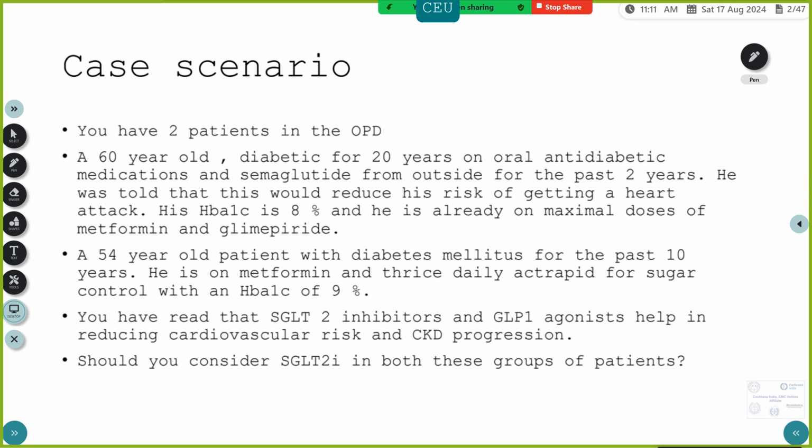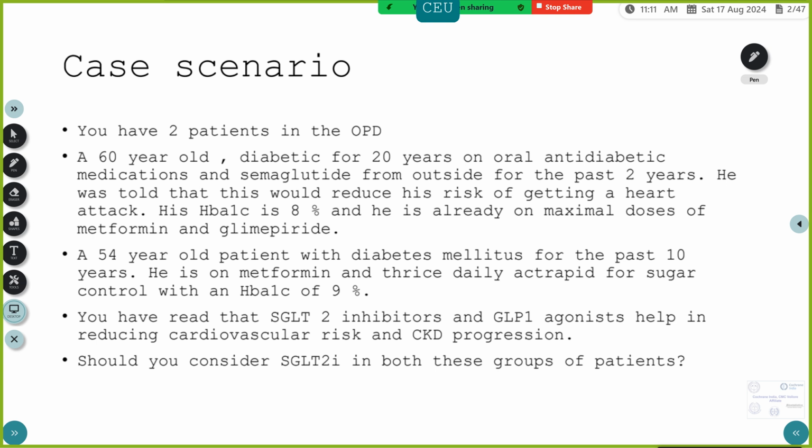We have another patient, a 54-year-old, who was a diabetic for the past 10 years. He is on metformin and thrice daily Actrapid for sugar control with the HbA1c of 9%. The question we have is, we have read that SGLT2 inhibitors and GLP1 agonists help in reducing cardiovascular risk and CKD progression.